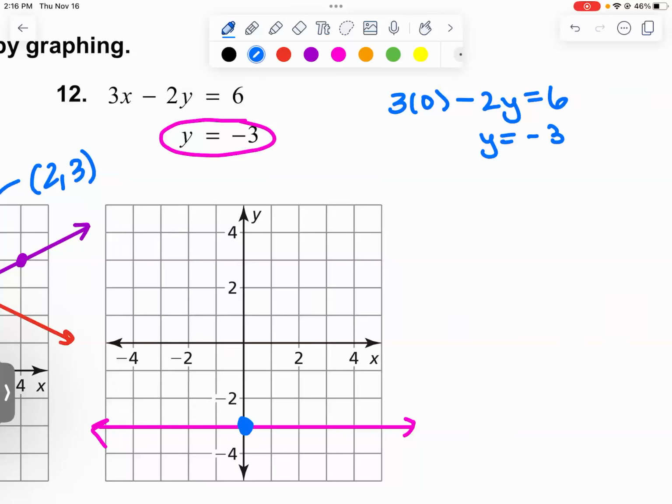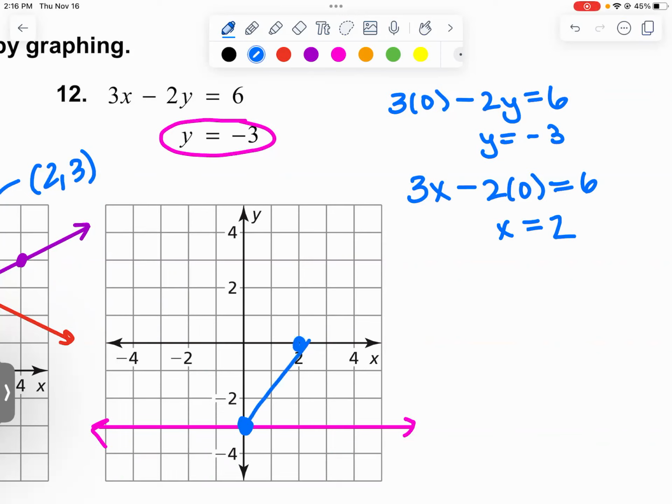And if we plug 0 in for y, what's our x-intercept? Try again. Are you even looking at what I'm doing? 3x minus 2 times 0 equals 6. 3x equals 6. So x equals 2.